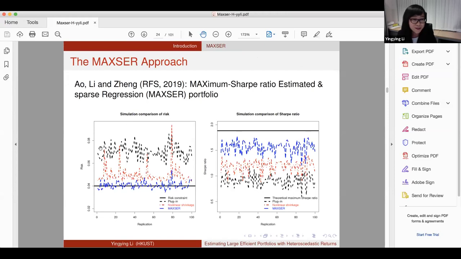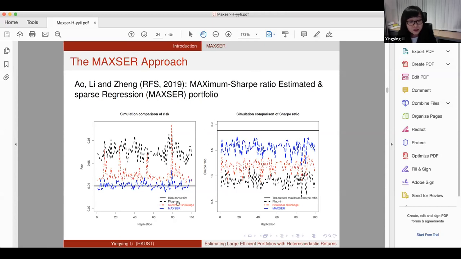And then a major breakthrough was made in our previous paper, the so-called MAXR, which stands for maximum Sharpe ratio estimated and sparse regression portfolio. There we theoretically established a result which shows that MAXR will asymptotically approach the risk constraint as well as the Sharpe ratio.